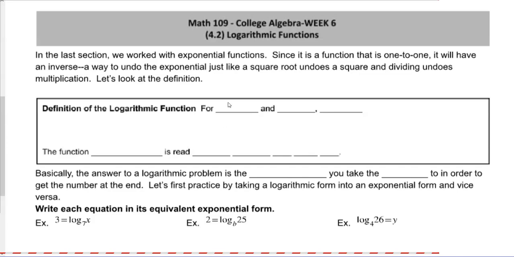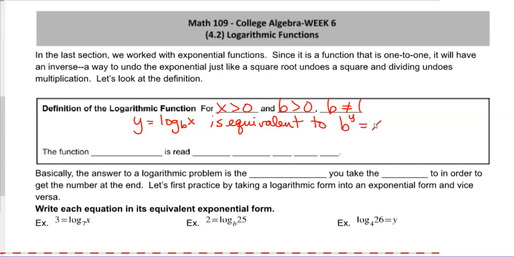So for any x greater than 0 and a b value greater than 0, where b is not equal to 1, the definition of a logarithm is that y is equal to log base b of x. This is equivalent to b to the y equaling x.